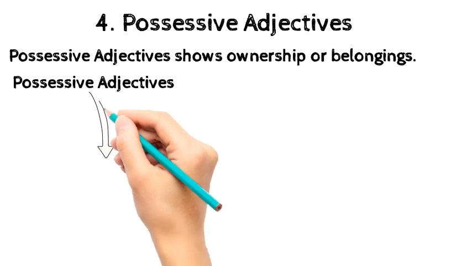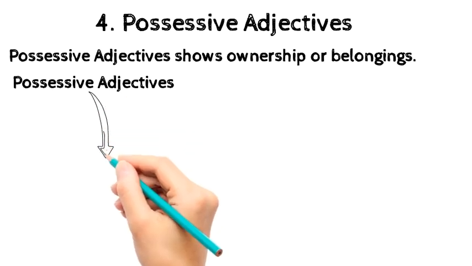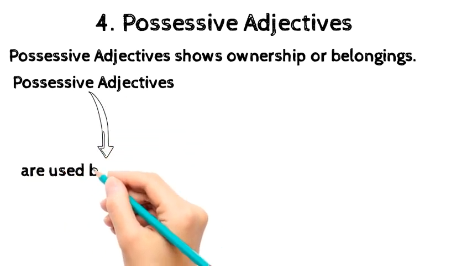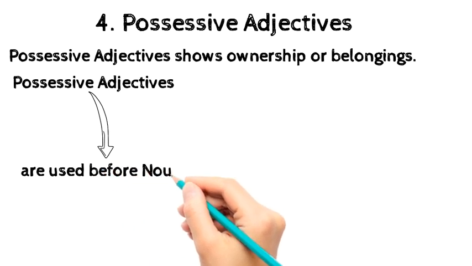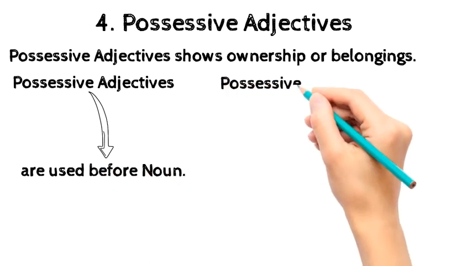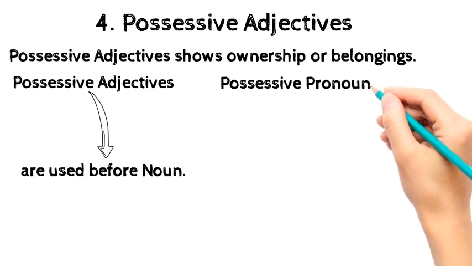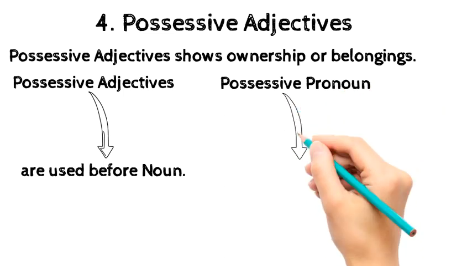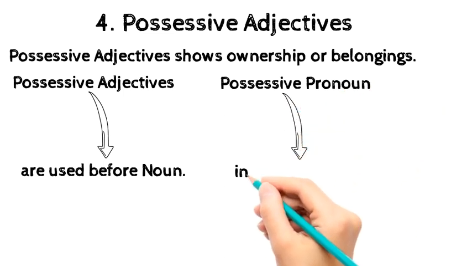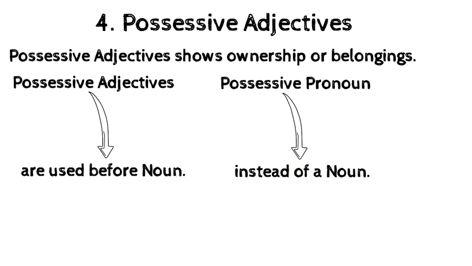When it comes to possessive adjectives, they are used before nouns. But when it comes to possessive pronouns, they are used instead of a noun. So now let me take one of the simplest examples of a possessive adjective.